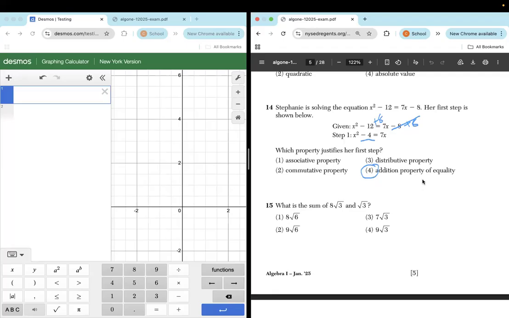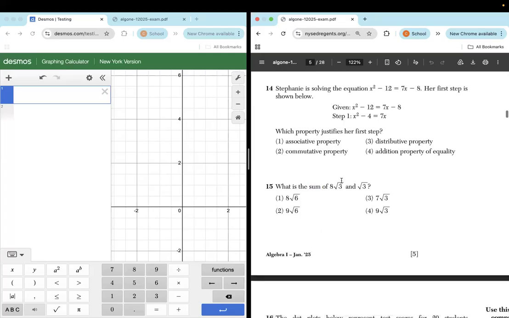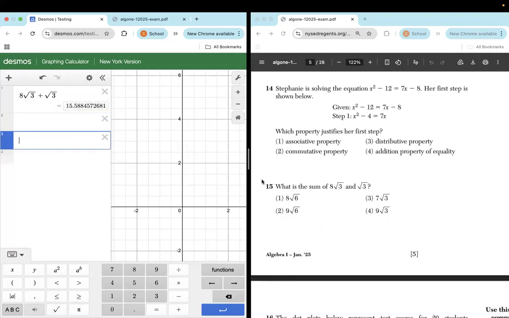Number 15. What is the sum of 8 square root 3 and square root 3? We need to know what this word sum means. It means when you add these two numbers. The sum is the result of addition. So let's just add them. 8 square root 3 plus square root 3. And then let's see which answer choice that's equal to.